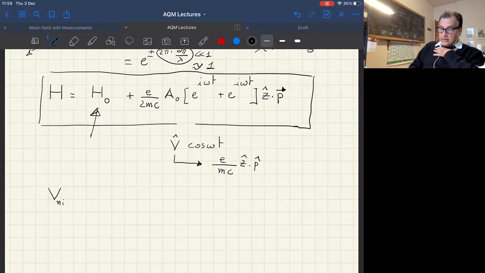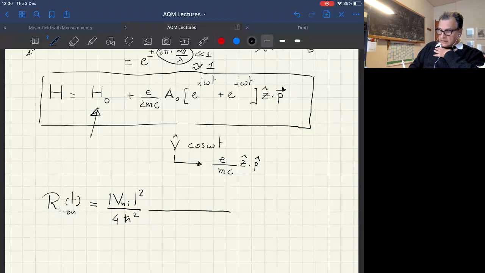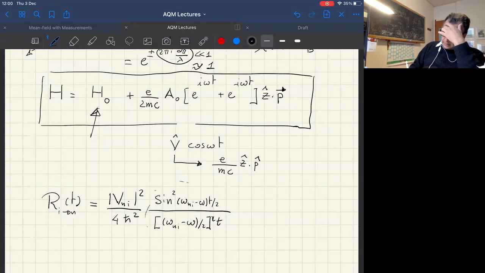So we know the result for the transition rate. I just rewrite it: the transition rate to go from i to n, as a function of t, not taking the t to infinity limit, is |V_ni| squared over 4 h-bar squared, times sine squared of (omega_ni minus omega) t over 2, divided by ((omega_ni minus omega) over 2) squared times t. So this is the formula that we had before.